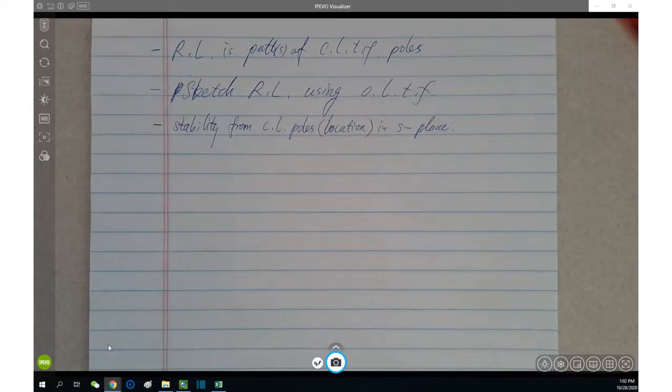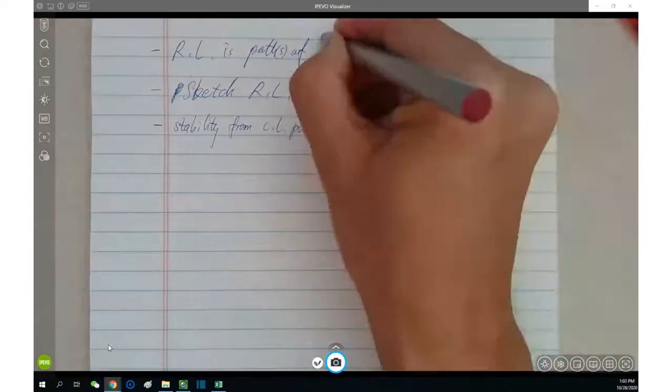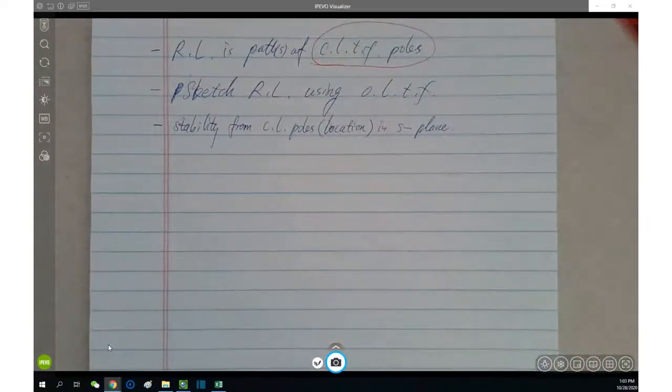This module is pretty much the concept. There's not much very intensive calculation, but we do have some in the examples we will see. It's mainly about the concept of root locus. So I'm presenting some bullets here. First thing you need to be clear, as we discussed in the previous lecture, is the root locus is the path of closed loop transfer function poles. It's not any other transfer function, but closed loop transfer function poles.